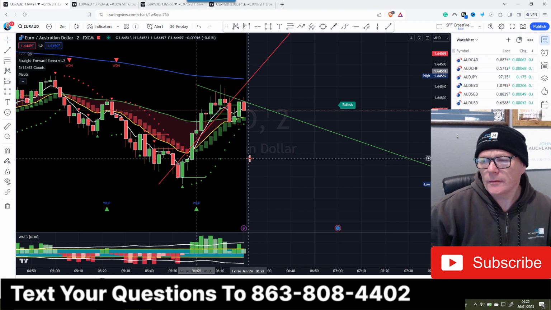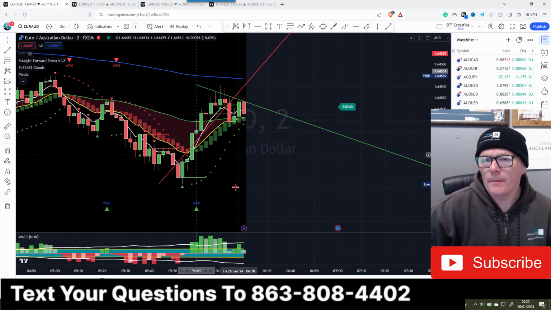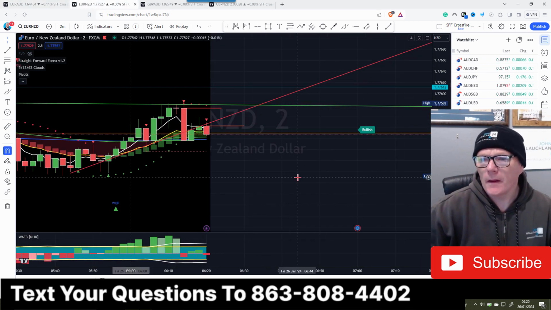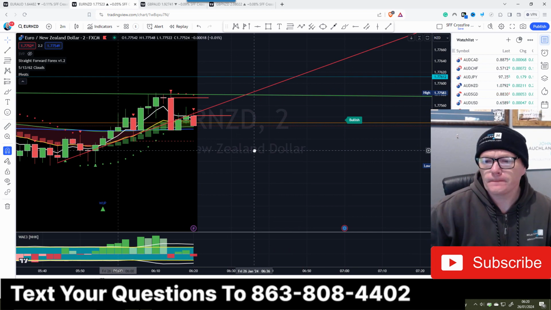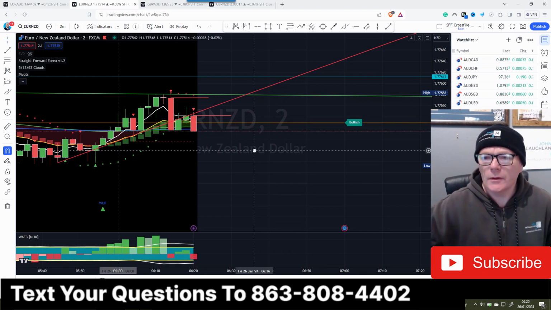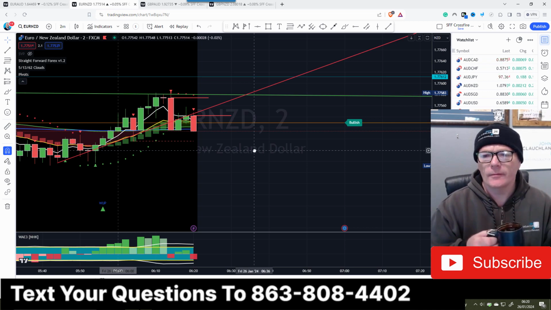So Euro AUD, we're currently below the red trend line. We've still got the P side to flip. We're still in a wave up, so we're still waiting for this one to do its thing. Euro NZD, similar situation. We're below the trend line.